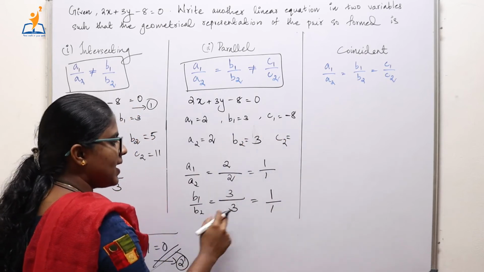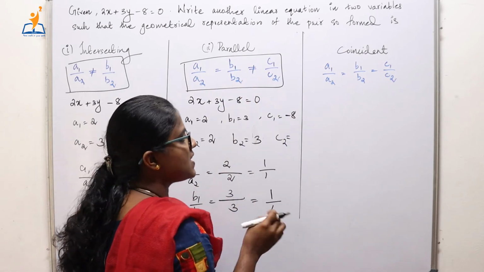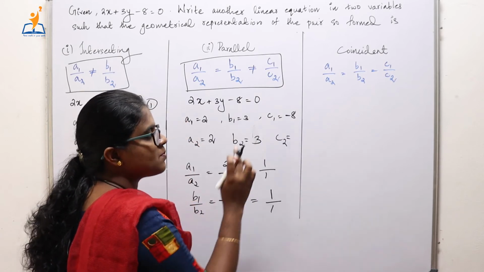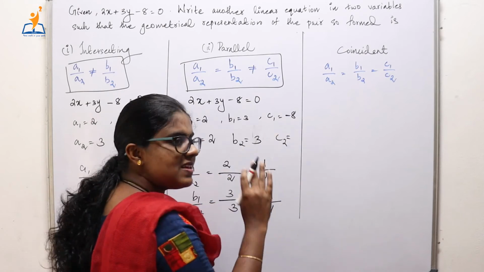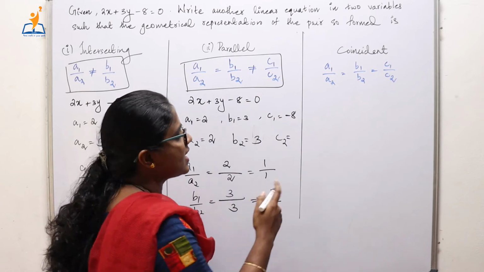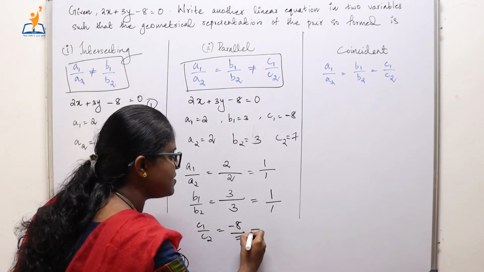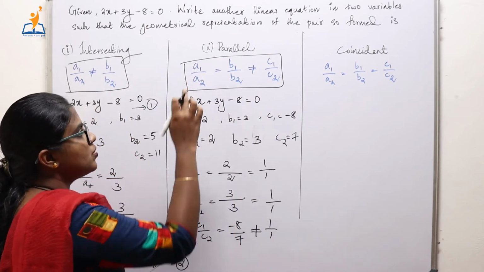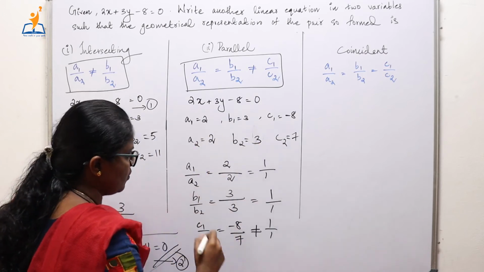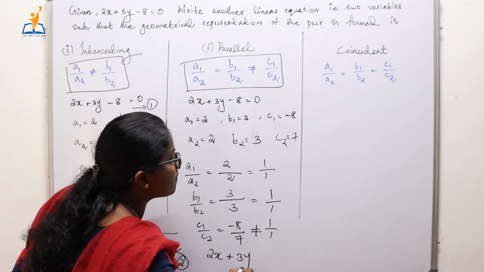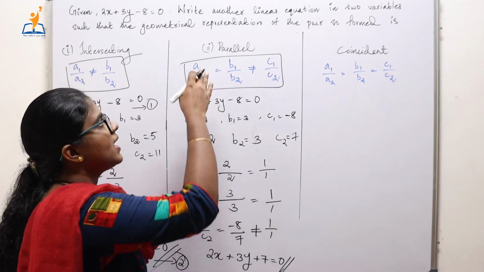So here a1 by a2 equals b1 by b2, but we want another condition that it should not be equal to c1 by c2. Here we have c1 as minus 8. We should not take c2 as minus 8, because if we take c2 as minus 8, then c1 by c2 will become 1. So instead of minus 8, we have to take any other number. Let's take 7. So c1 by c2 will become minus 8 by 7, which is not equal to 1 by 1. So we got a1 by a2 equal to b1 by b2, but that is not equal to c1 by c2. So the second equation will look like this, that is 2x plus 3y plus 7 equals 0. So this is the second equation which makes this pair into parallel lines.